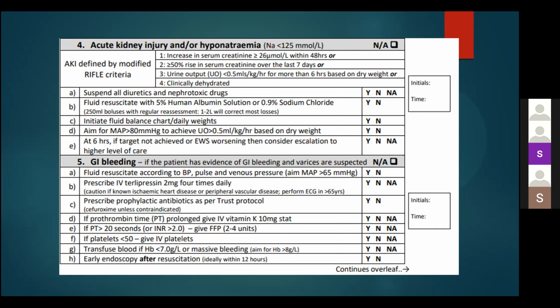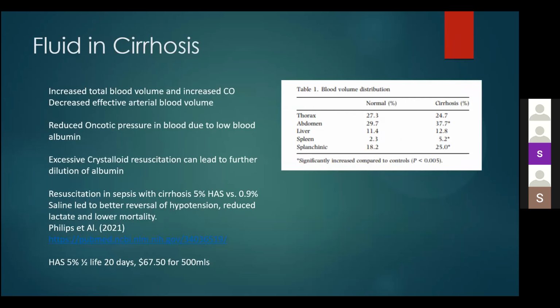And then it's, again, simple things. If they've got deranged clotting, we give them vitamin K and/or some FFP. We give them platelets if they need platelets. We give them blood if they need blood. And then these patients need early endoscopies, ideally same-day endoscopies within 12 hours, which we'd be speaking to the medical registrars about, to try and get them to arrange as soon as they feel fit.